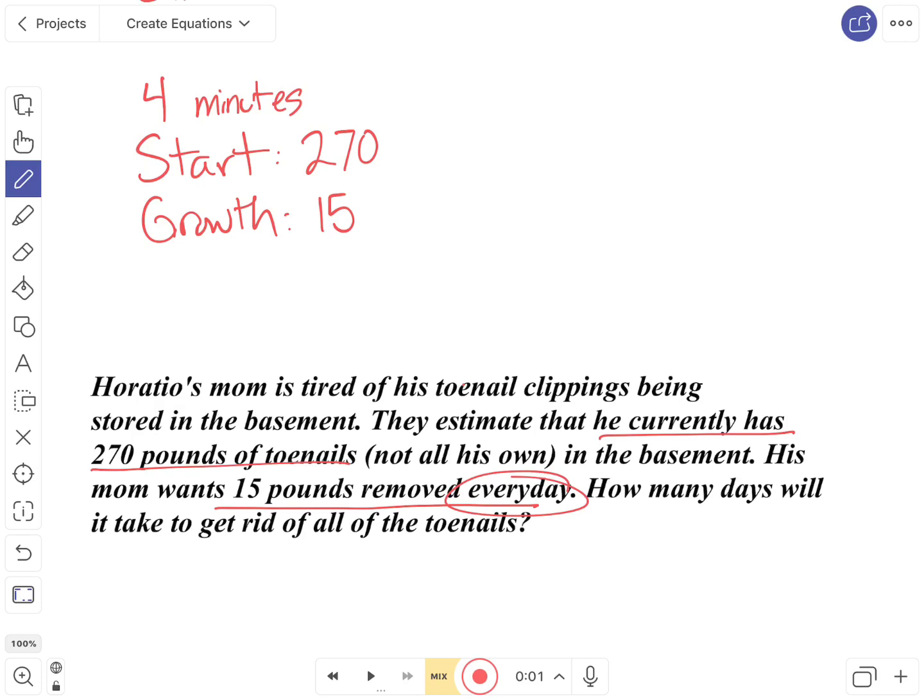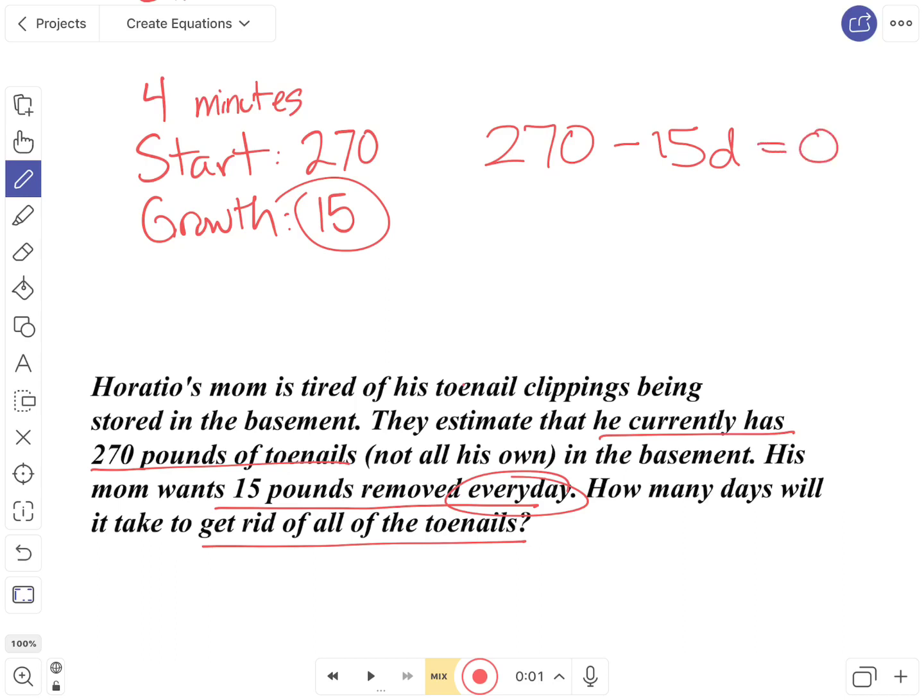So let's make our equation. We start out with 270. And what does mom want that to do? She wants it to go down. She wants him to remove, so we'd be subtracting 15 pounds every day, wouldn't we? And since it's every day, we can use D for day, or X, or Y, or whatever letter you would like to. Okay? And what do we want that to equal? Well, to get rid of all the toenails would bring it down to 0, wouldn't it? Now you could have put an equation here in 0, or a variable here instead of 0, or you can leave it like that to solve.